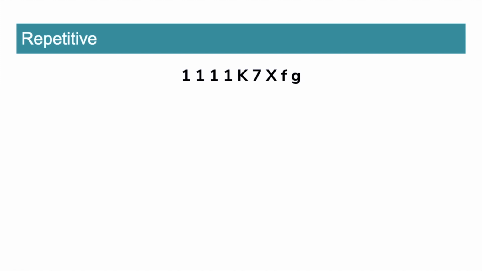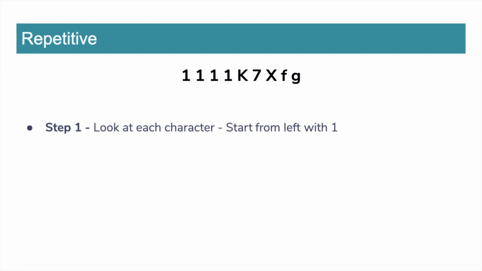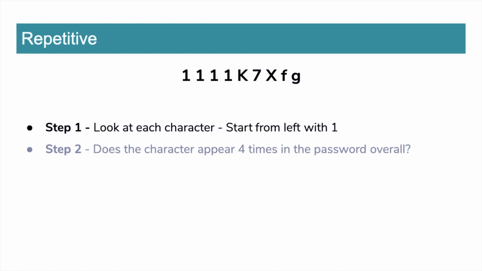But in this example, let's consider that we are going to identify whether a particular character is consecutively repeating at least 4 times. To do that, the first step would be to look at each character from the left. In this case, we'll start with 1. In the second step, we have to identify whether that particular character appears 4 times in the password overall. If it is appearing only once or twice or thrice, then we don't need to check whether it is consecutively repeating. So that one check is what we have to do first.